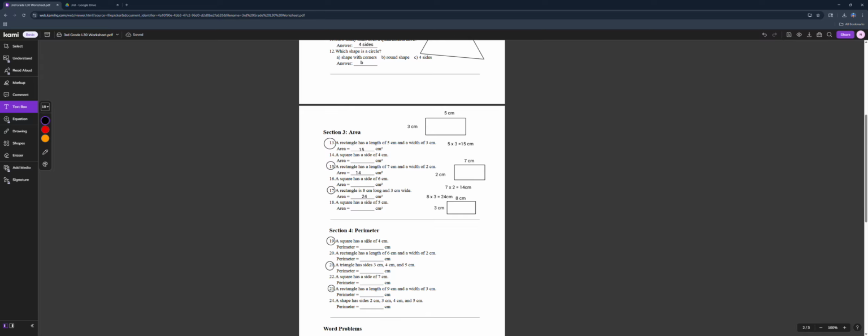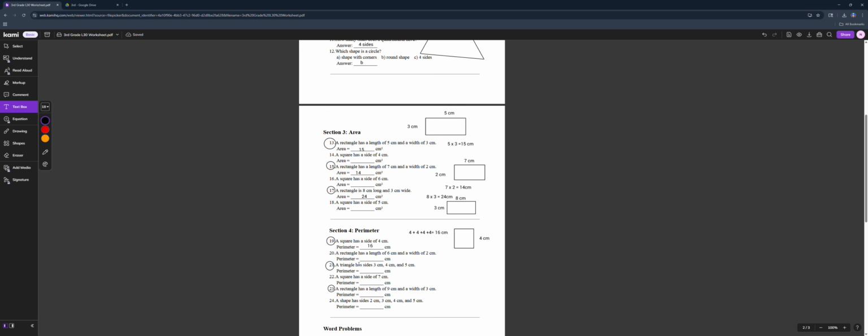Then section 4, we have perimeter. For number 19, a square has a side of 4 cm. Because all sides are the same, each side would just be 4 cm. To find the perimeter, we have to add all the sides up, so we would be adding 4 plus 4 plus 4 plus 4, and that would equal 16 cm.